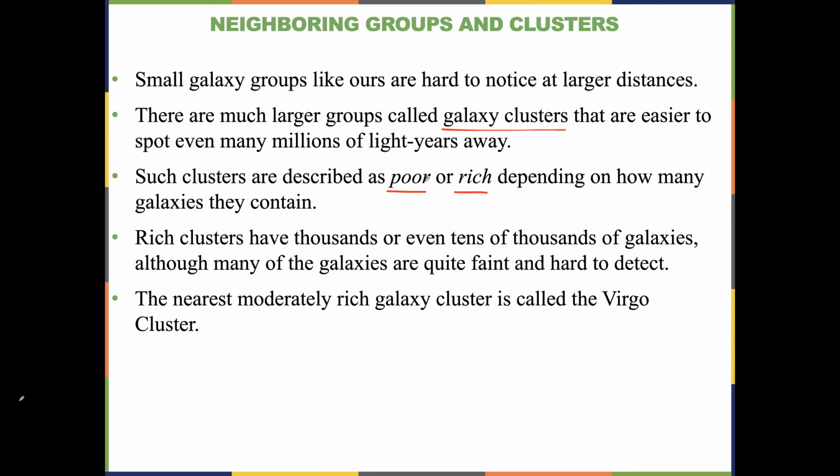So that's what I have mentioned here. Rich clusters have thousands or even 10,000 of galaxies. And then the poor ones means that it has a small number of galaxies. Now, the nearest moderately rich galaxy cluster is called the Virgo cluster, right? You probably have heard this name. That is one of the close by galaxy clusters for us. It is not a very rich galaxy cluster, but we tell that as a moderately rich galaxy cluster.